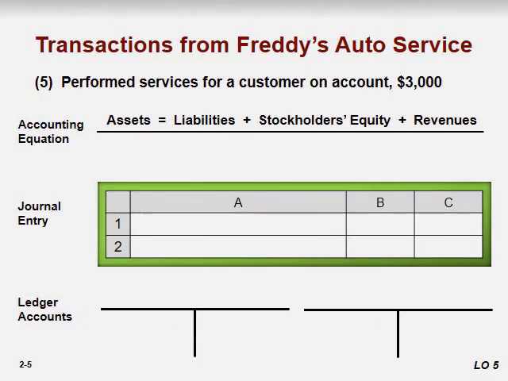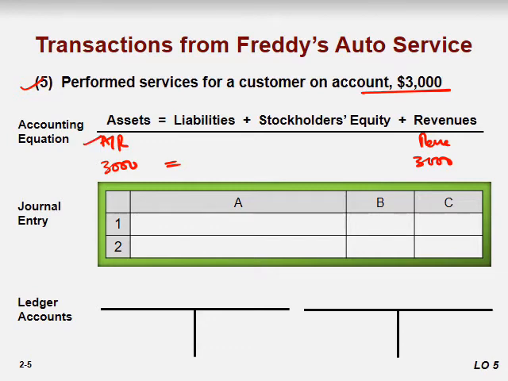Good. So here comes our transaction 5. It means we performed service for a customer on account, which means a sale occurred, but we did not receive cash. It means we create accounts receivable, customer. So here accounts receivable, and then revenue 3,000, right? And how can we make the entry?